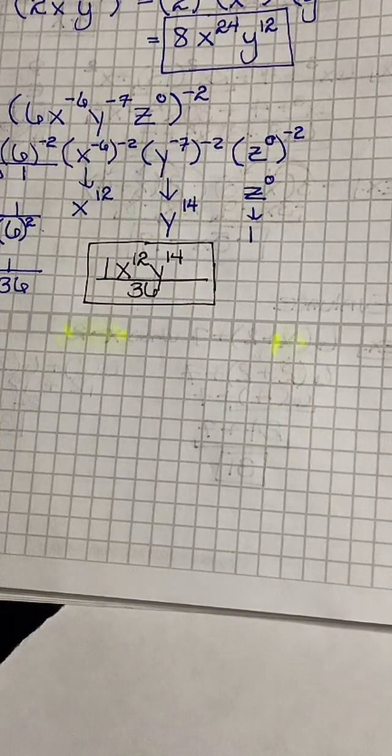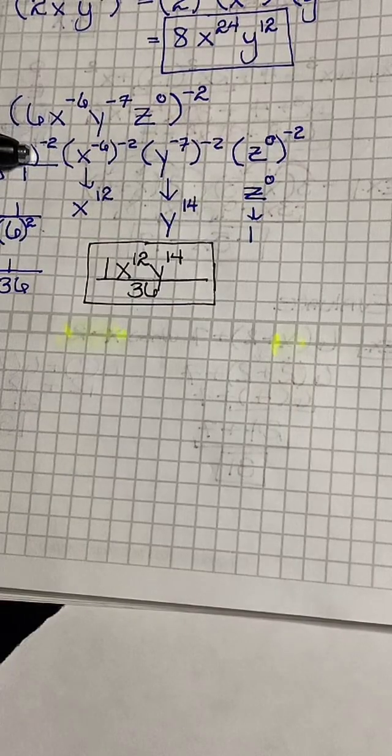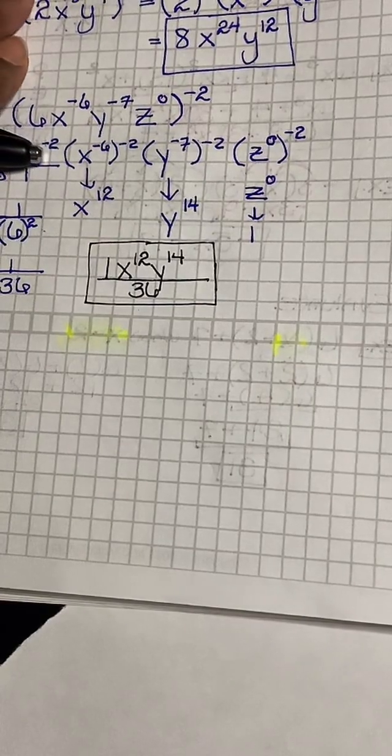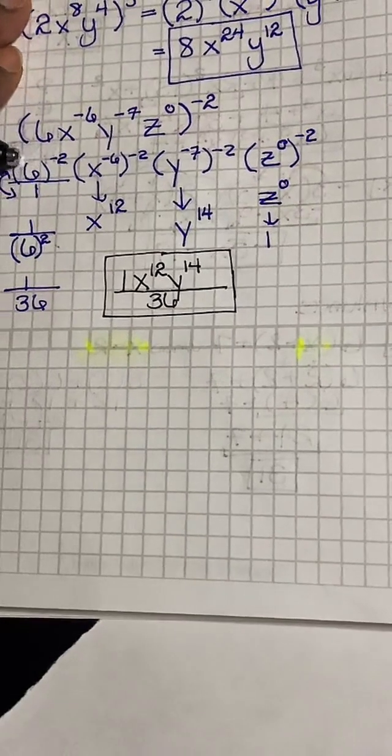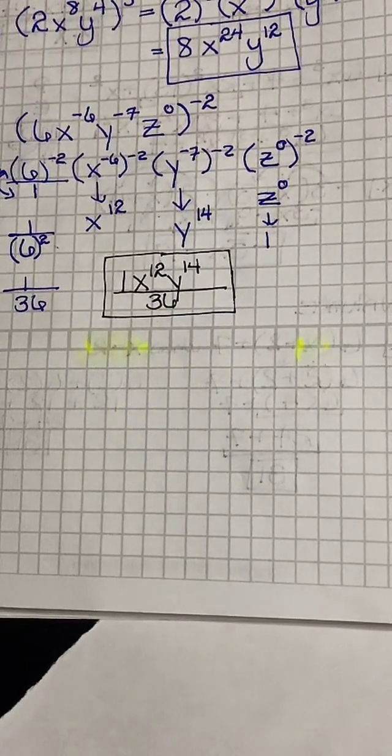Yep, since that was a negative exponent with the 6, we had to flip it. We had to flip it to negate it to make that exponent positive. So the act of flipping is making your exponent be positive.